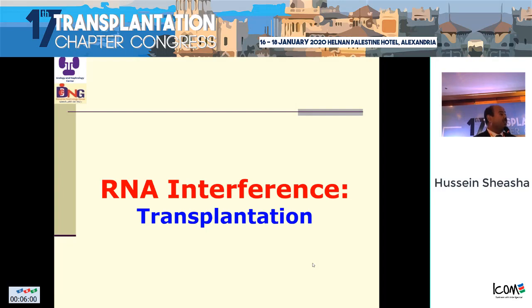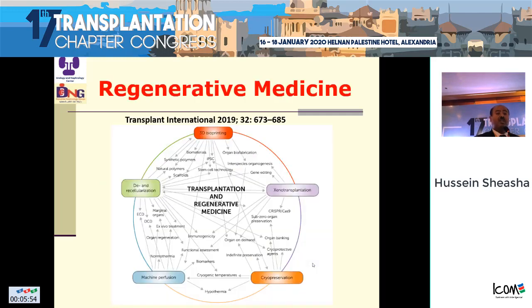Regarding transplantation, are there any studies to use RNA interference therapeutics in renal transplantation or organ transplantation? It seems that RNA interference therapeutics is one of the regenerative medicine fields.